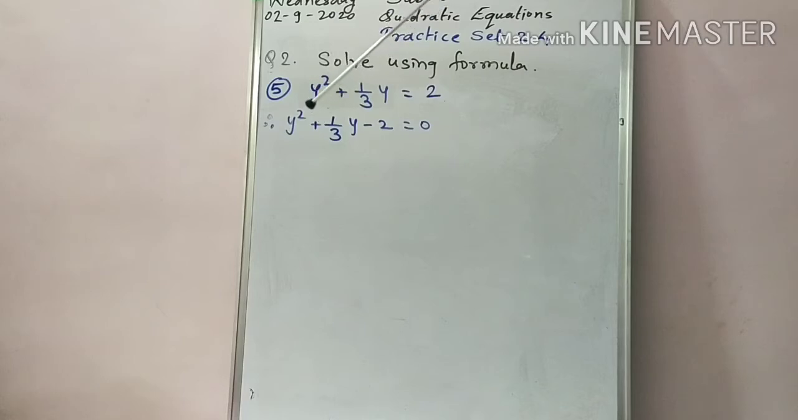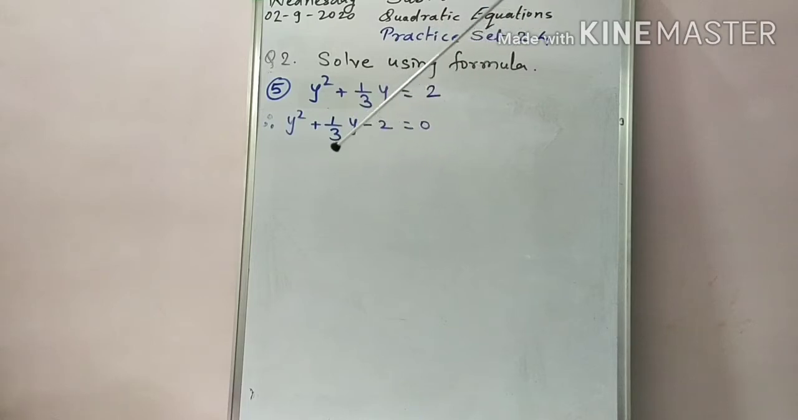So the equation is y square plus 1 upon 3y minus 2 equal to 0. Okay, now what we observe here, yes, that the value of b is 1 upon 3, means it's a fraction. So you can solve this example using the values of a, b, c like this, means a is 1, b is 1 upon 3 and c is minus 2. But it may be quite difficult, as b is a fraction, to simplify that equation or to find out the roots.